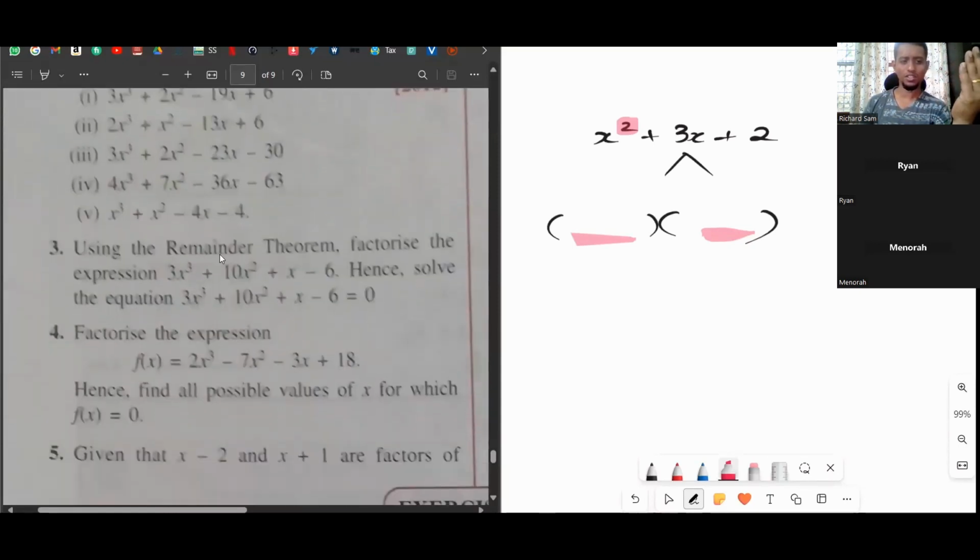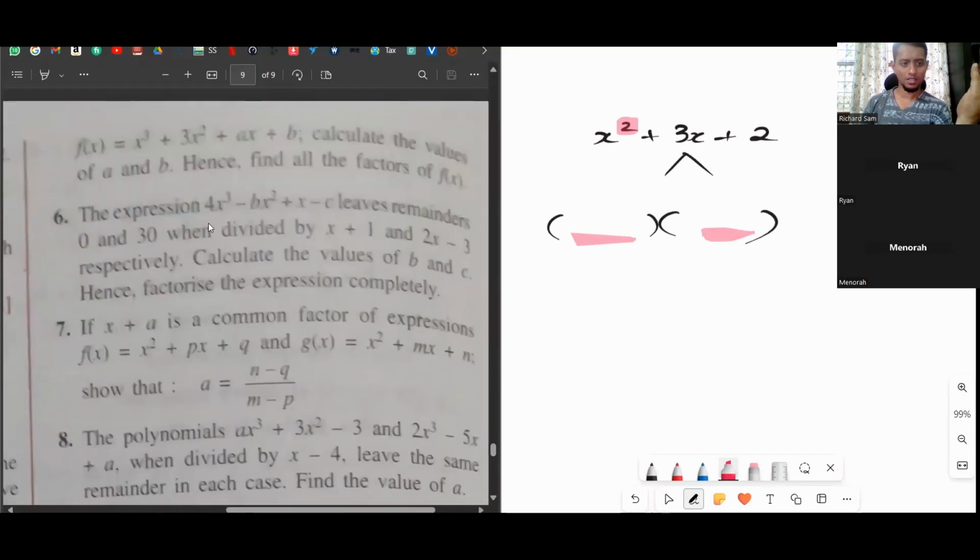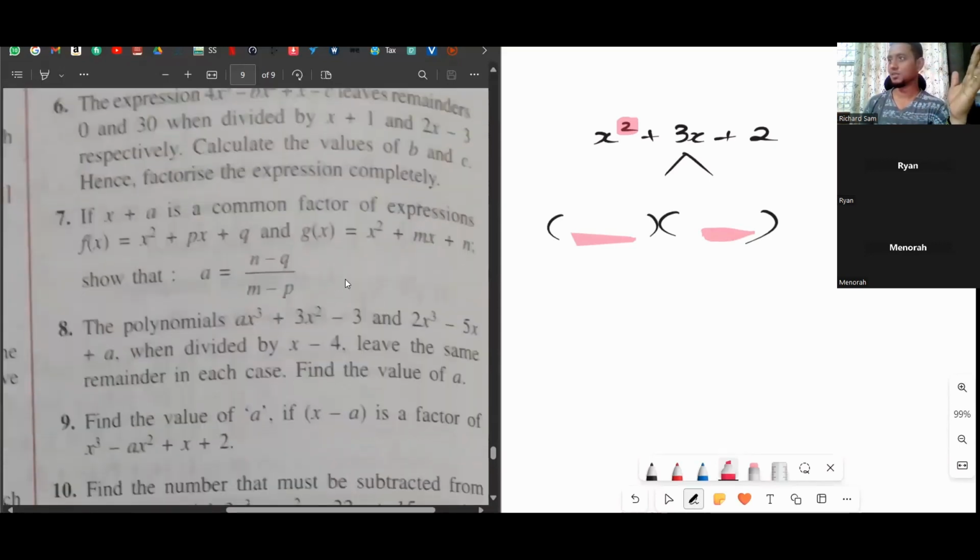Look at all the questions. Using the remainder theorem, factorize the expression. Same. Factorize the expression. Same. The expression leaves this remainder. Hence, factorize the expression completely. So in all the questions, it is factorize the expression.